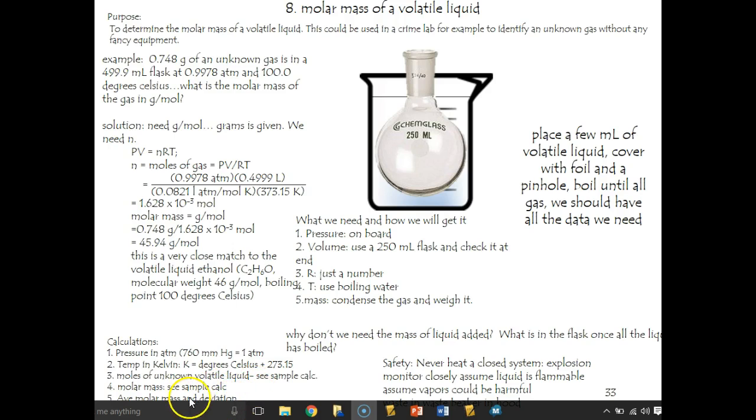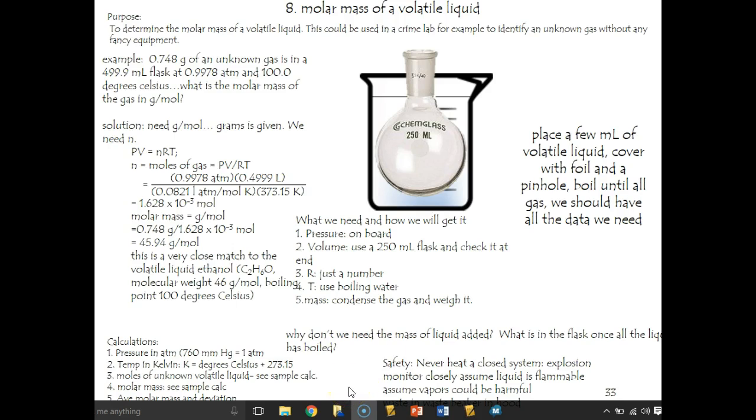If you still don't know what that is, try looking it up to find out how you get deviation from an average. Couple questions. Why don't we need the mass of the liquid that we added? And what is in the flask once all that liquid has boiled off? Those are the 2 types of questions that you should know the answer to before you perform this lab. If it's not clear to you, talk to your lab buddies, or if you really need to in the lab, ask me.